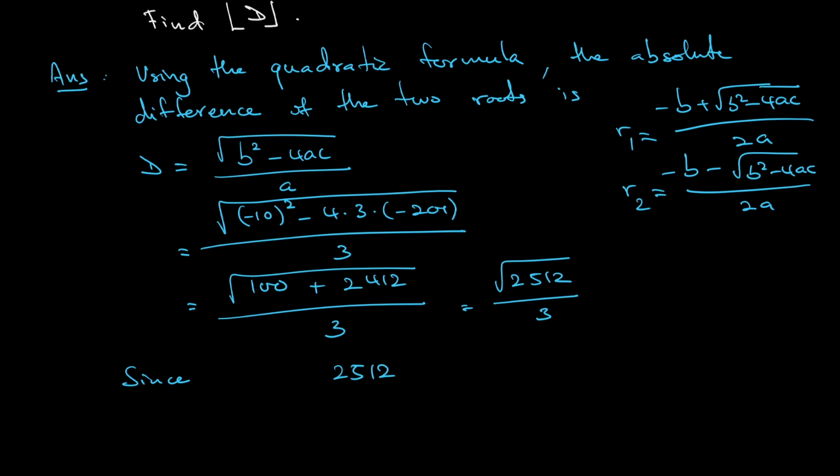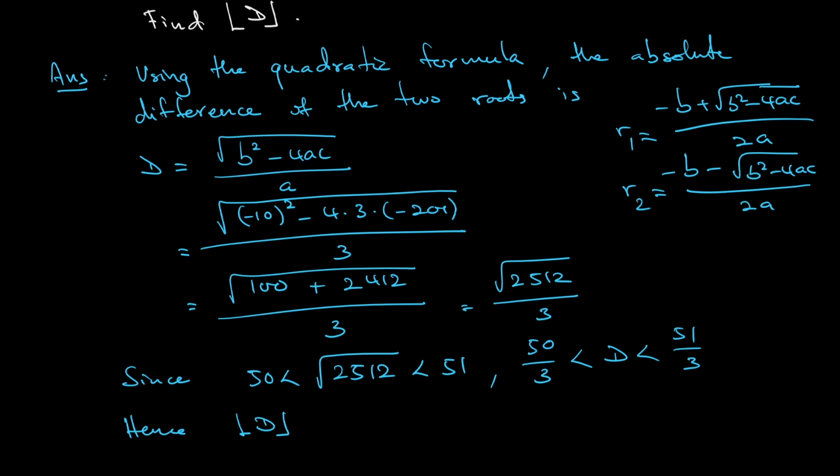Okay, so 2512 is in between 50 squared and 51 squared. So meaning the square root of this will be in between 50 and 51. So D will be in between 50 over 3 and 51 over 3. 51 divided by 3 is 17. 50 divided by 3 is 16 2/3. Alright, so hence the floor of D, or the integer part of D, would be just 16.